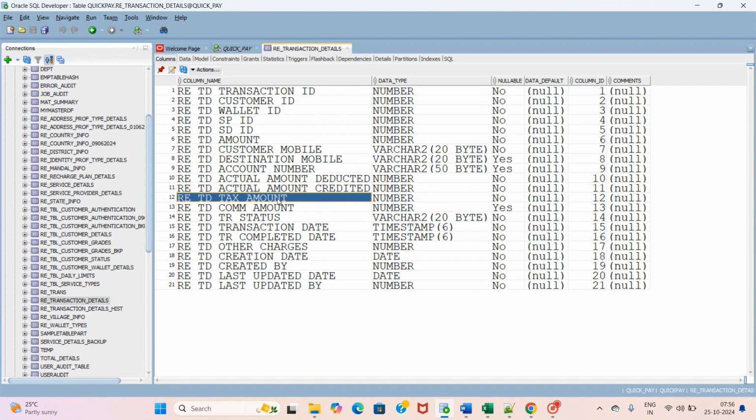The tax amount means whenever you are doing a recharge or bill payment, some tax will be deducted. That is the tax amount. Commission amount means if the system gives a benefit to the customer, that is a commission, that is a bonus to the customer wallet. The commission amount.